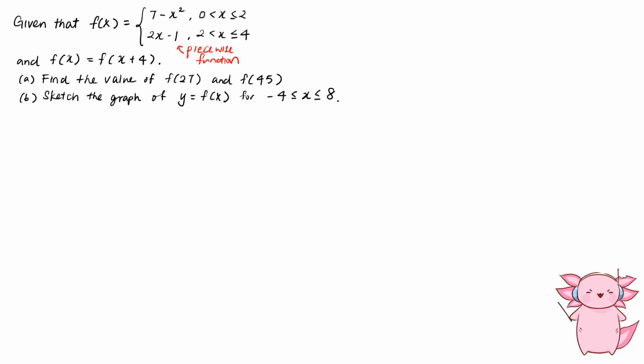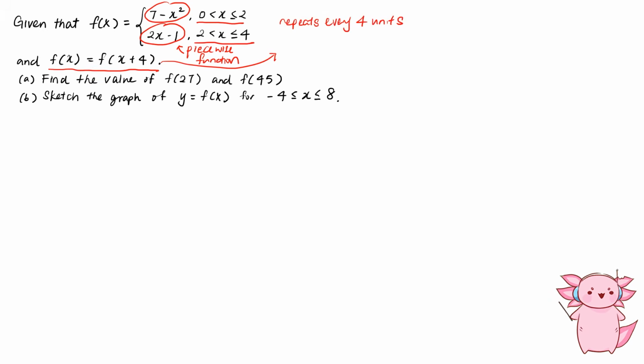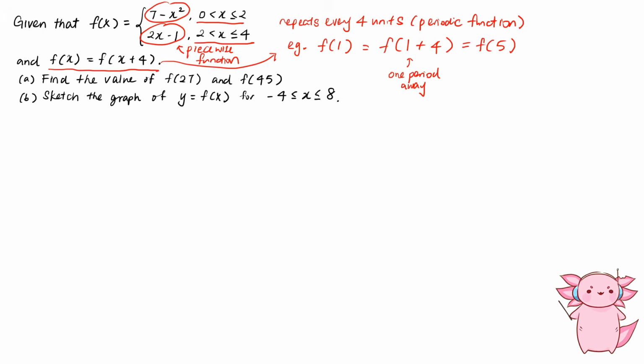Introducing the piecewise function, which basically follows this equation when x is in between 0 and 2, and this equation when x is between 2 and 4. And f of x equals f of x plus 4 means it's a periodic function, where the graph repeats itself every 4 units of x. So for example, the value of f of 1 is equal to the value of f of 1 plus 4, which is f of 5.